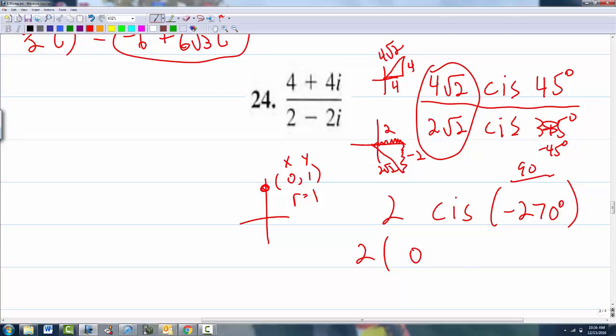What's the sine of 1? And then when you distribute, you just get 2i. Now, I'm not saying that was necessarily easier to convert, but at least I didn't have to rationalize. And if I'm good at trig, then it is actually easier.